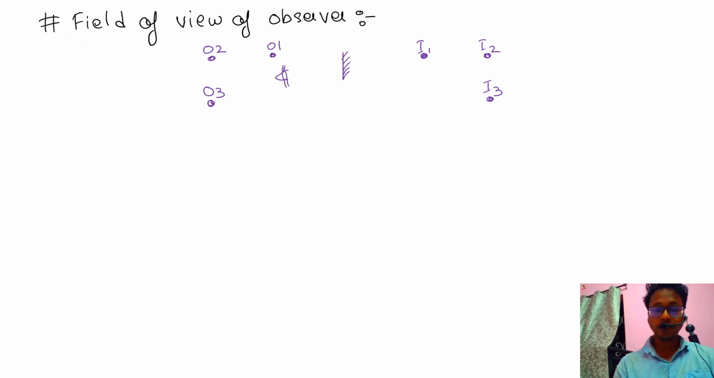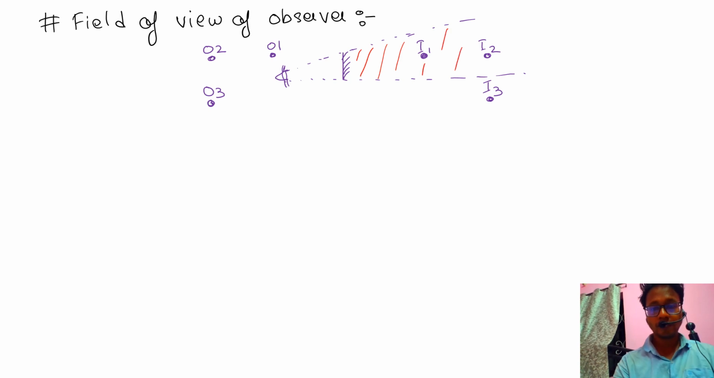The technique to find that out is, just draw a straight line from the eye to one end of the mirror. Just draw another straight line to the other end of the mirror. In the virtual world, any area that lies between these two lines, the observer can see anything that lies between these two lines.